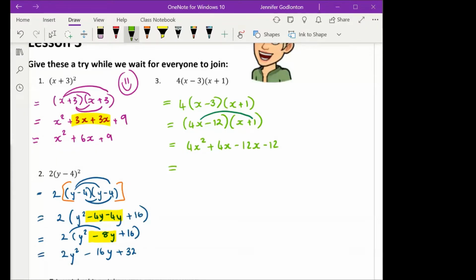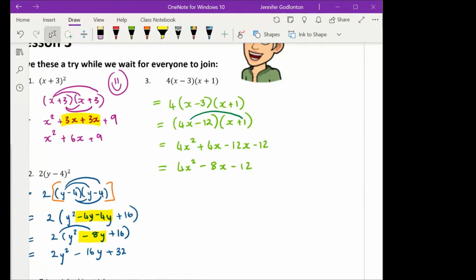So can you try and find me a final answer from here? Yes, ma'am. Then it's 4x to the power of 2, minus 8x. Good. Minus 12. Good. Okay, guys, this is a great way to do this.